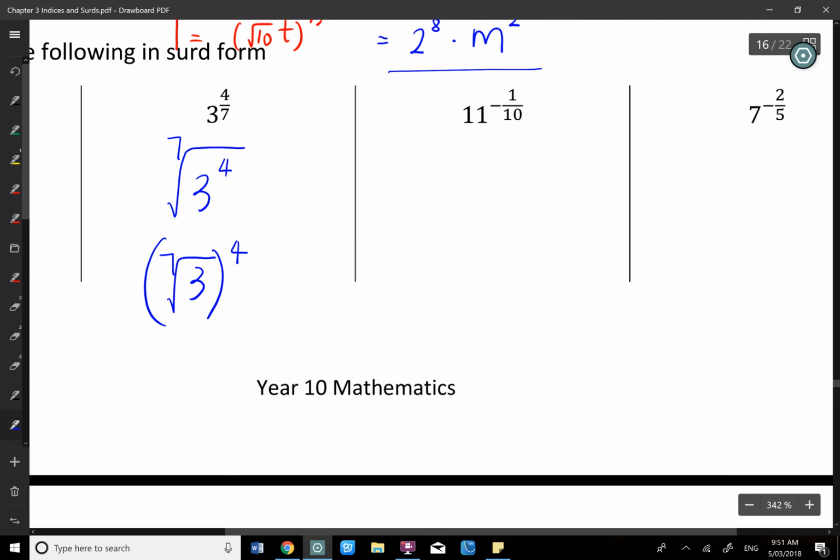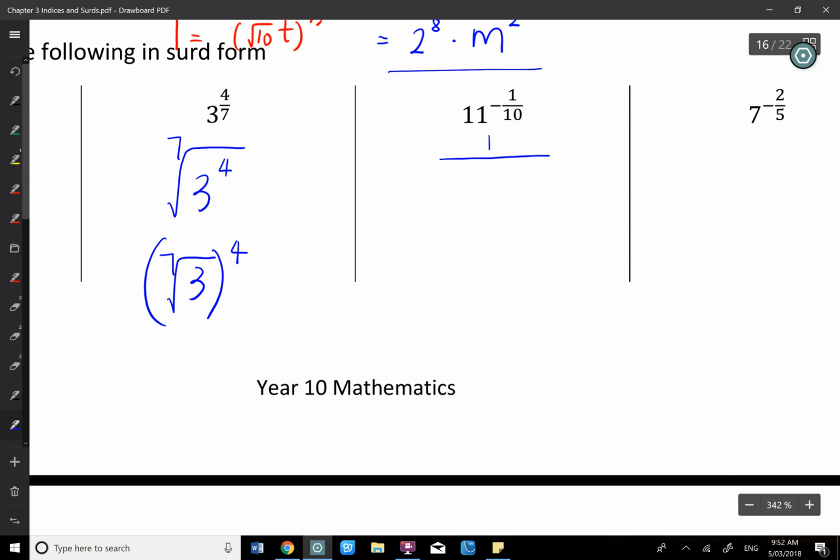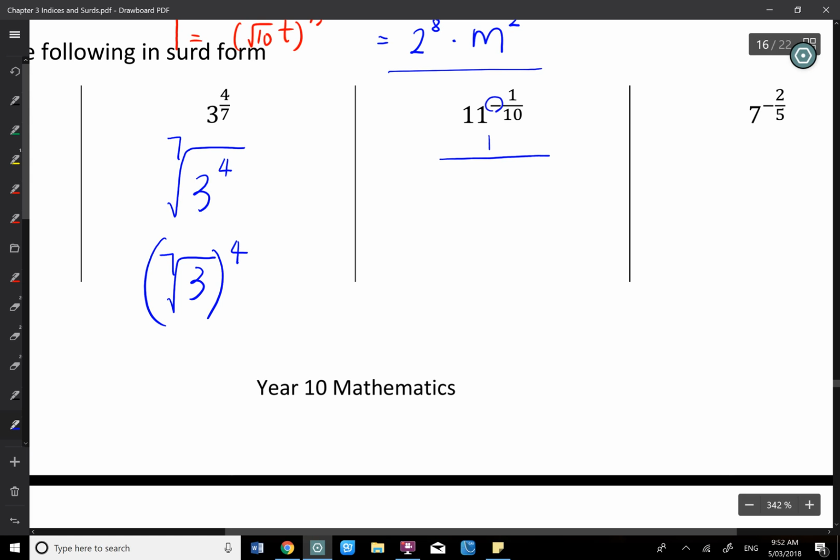Next one is 1 over. Even though you already have the 1 over, the fraction won't change. So the 1 over just gets rid of the negative sign here. That's 1 over 11 to the power of 1 on 10, and that is 1 over the 10th root of 11.